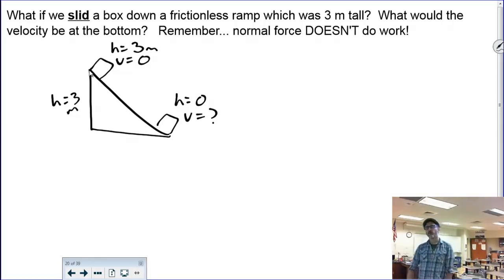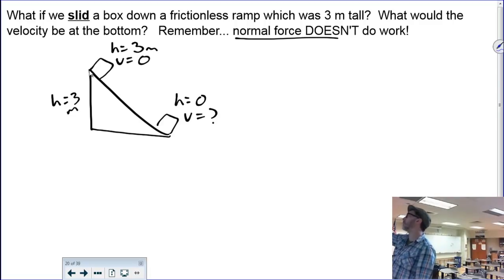Okay, so hopefully this looks familiar. What you should be thinking at this point is, okay, well, gravity's pulling this thing down. That's a conservative force. It's not going to change my total energy. There's normal force, but that's not going to do work. So my total energy is constant, all right? So what I know then is that the total energy at the top is equal to the total energy at the bottom.